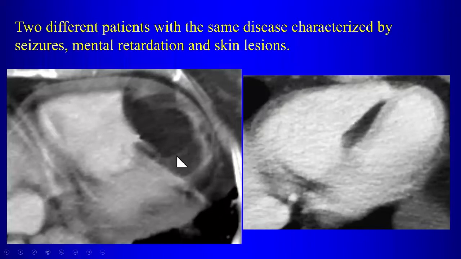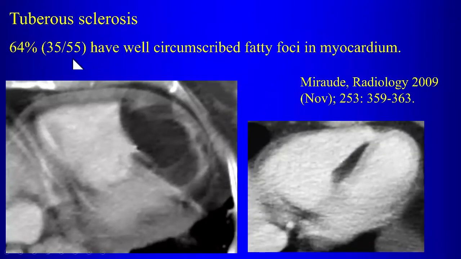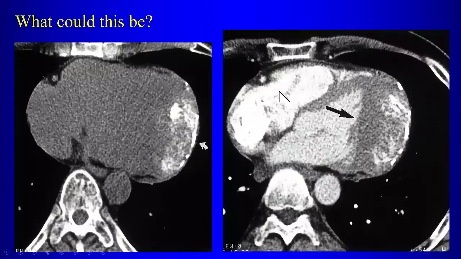So even adult patients with tuberous sclerosis can develop these hamartomatous-like lesions within the myocardium, and that will have some fatty attenuation associated with that. And in one study, 64% of these adult patients with tuberous sclerosis had these fatty lesions in the myocardium. So this can be associated with tuberous sclerosis.